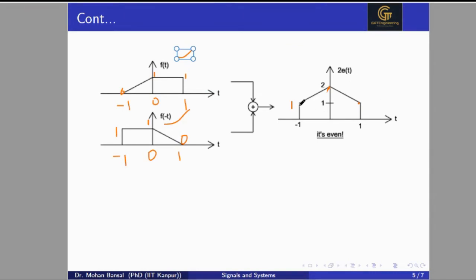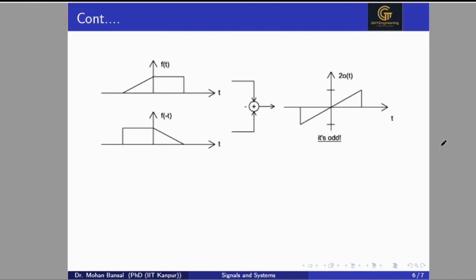Now join all the points, 1 to 2, 2 to 1, and here we will get 0. So this is twice the even function, but the even function is defined by dividing by 2. If we divide this function by 2, we will get e(t), where the amplitude will be 1 here and the amplitude will be 0.5 here.